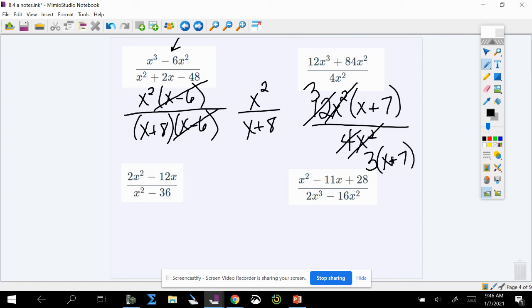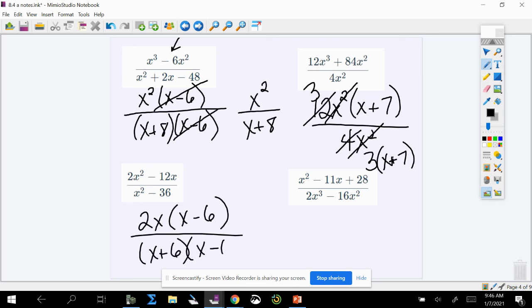Next one, the numerator is a GCF. You can take out a 2x, which leaves you with x minus 6. The bottom is a difference of squares, so I'm glad that I'm trying to show a variety in these examples. This is an x plus 6, x minus 6. Anytime it is x squared minus a perfect square, you're going to get difference of squares factoring. This x minus 6 and this x minus 6 cancel, so you get a 2x on top and an x plus 6 on the bottom.